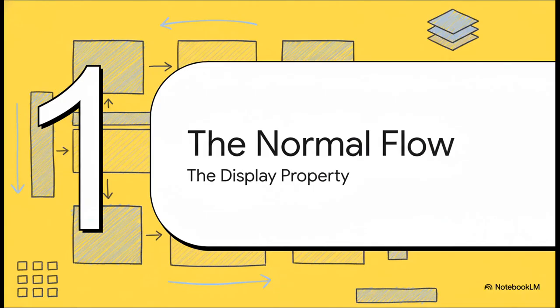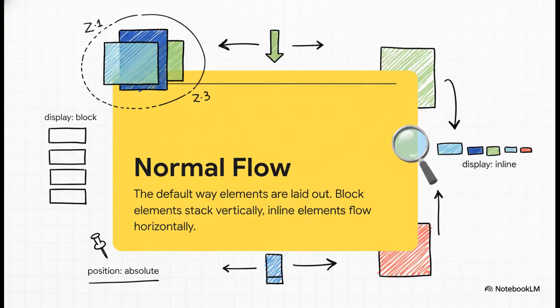Okay, first up, the normal flow. This is the default way your browser lays out everything on a page, and it's all controlled by one really fundamental property, display. Seriously, understanding this is the absolute key to mastering CSS layout. So, what is this normal flow? Well, you can think of it as the browser's built-in set of rules for how to arrange things. By default, elements come in two main flavors, block and inline. Block elements, like paragraphs or divs, are kind of antisocial. They stack on top of each other, each one demanding its own line. Inline elements, like words in a sentence, are happy to just flow horizontally, one after the other.